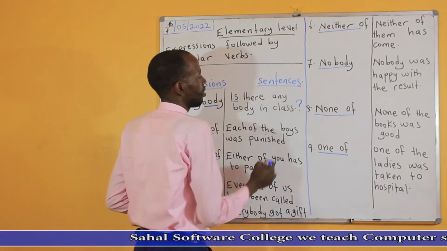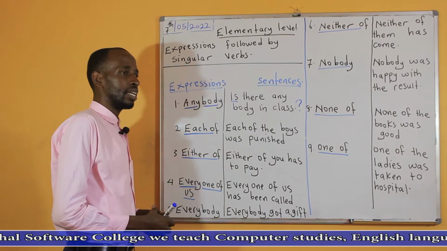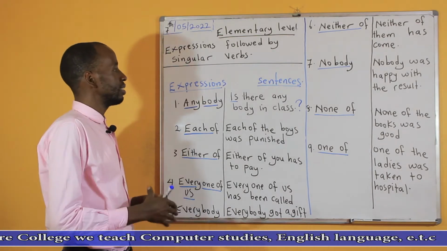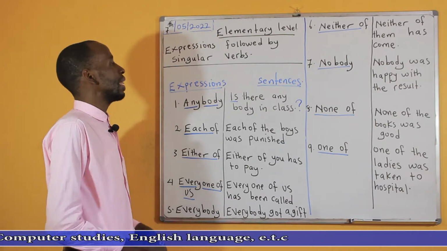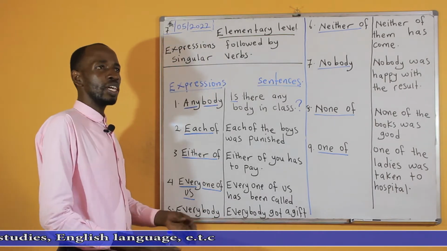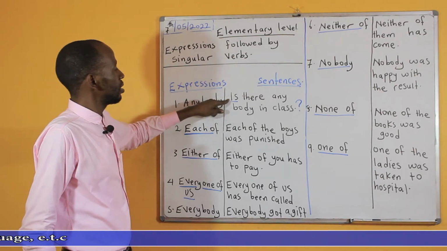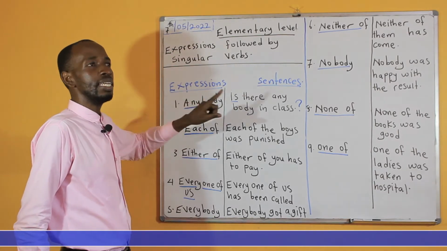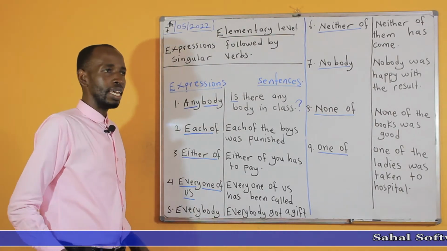There is a mistake here. You must end with a question mark. Is there anybody in class? Now, you see, I cannot say, are there anybody? That's why they are talking about singular verbs here. You cannot say, are there? No. You say, is there? Is there any student?